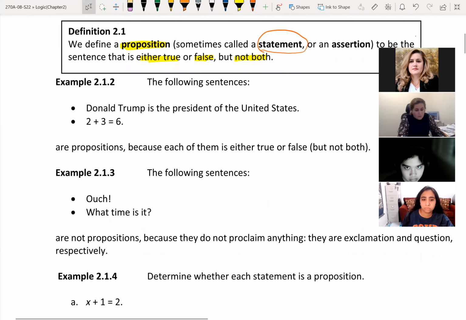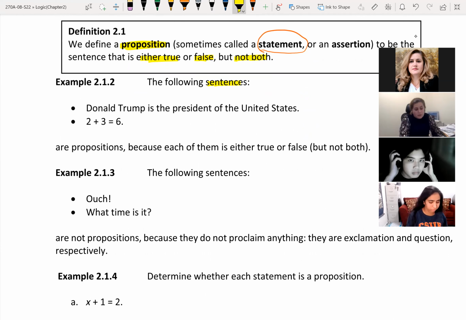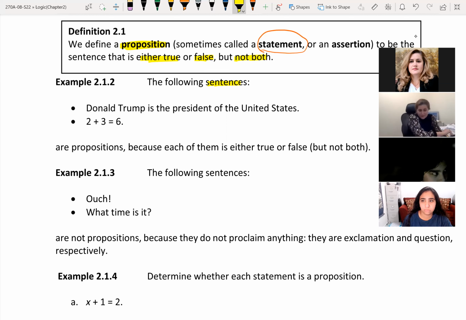One of the following sentences that you see is a proposition: Donald Trump is the president of the United States. Now it's false, right? But it's something you can decide whether it's true or false. It can't be both at the same time. So that's a proposition. 2 + 3 is 6. This is a proposition because it's false, but it's a proposition. Right now you can decide whether this is true or false.